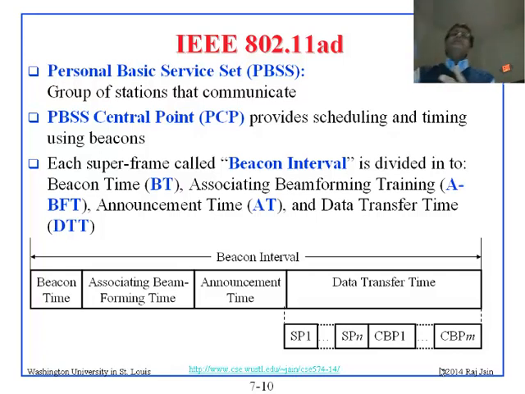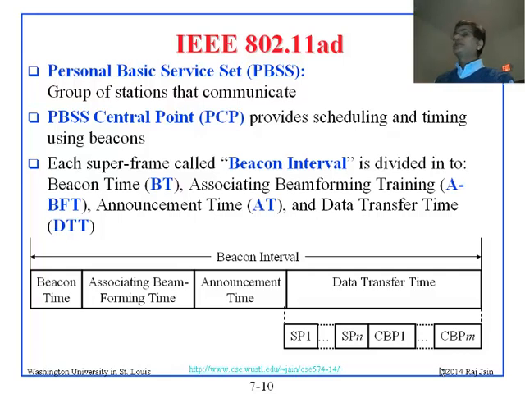In the process, he will also find out the direction. So we both find out what is the best direction for us to talk. That is called associating beam forming time. Now that we have associated, I can say, okay, you have 3 seconds, you have 5 seconds, you have 2 seconds, so we can have announcement time. Now I can make all the announcements, and then everybody knows what time they have. Then they can transfer it.